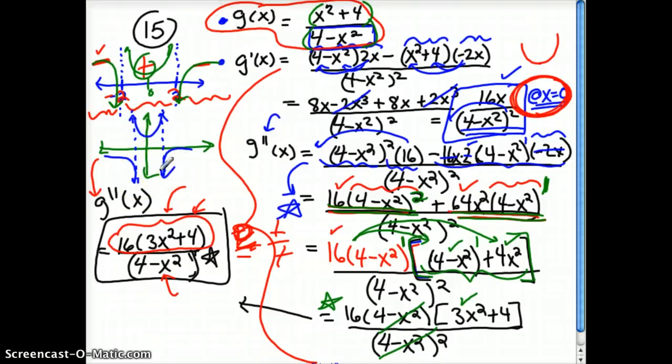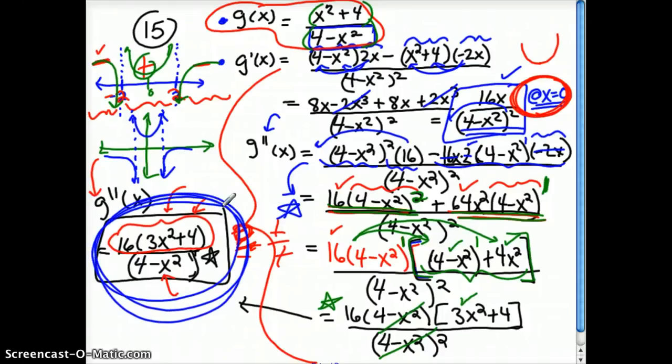So, good question. It was a little frustrating, but I needed this second derivative so I could test between and to the left and the right of my asymptotes. And I am done. You guys have a great day.